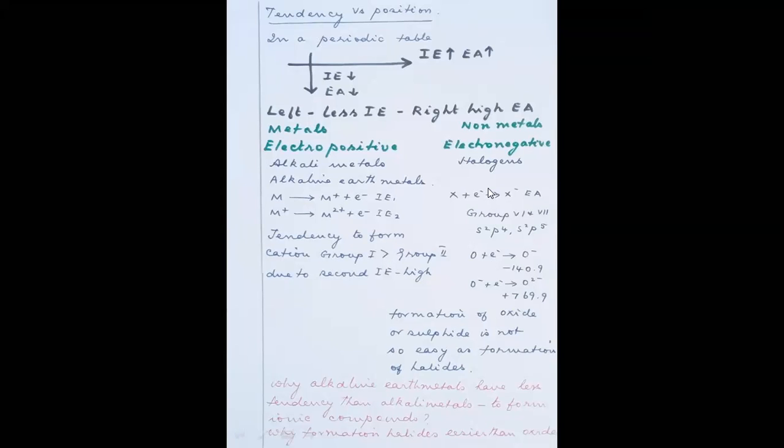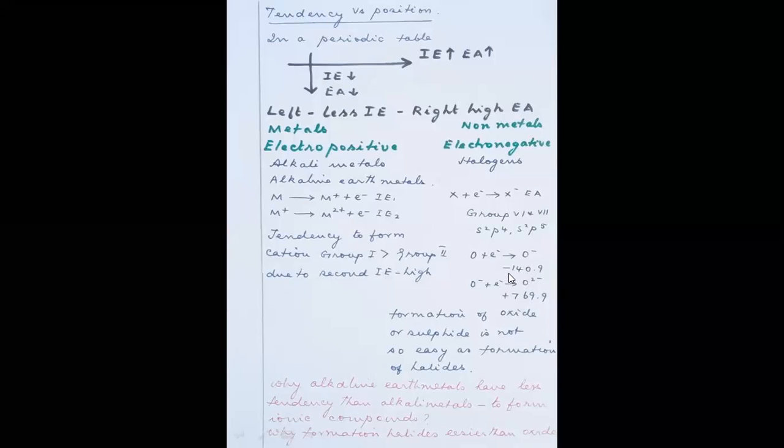Similarly, if you take the halogens, addition of electron is electron affinity. You take group 6 and group 7 elements. See the group 6 elements: oxygen, sulfur, selenium, tellurium, polonium. Oxygen on the addition of one electron becomes O minus. It is minus 140.9. And to O minus, you are adding one more electron because you have to form O2 minus. So addition of an electron to an ion which is already negative is much more difficult. So it becomes plus 769.9.